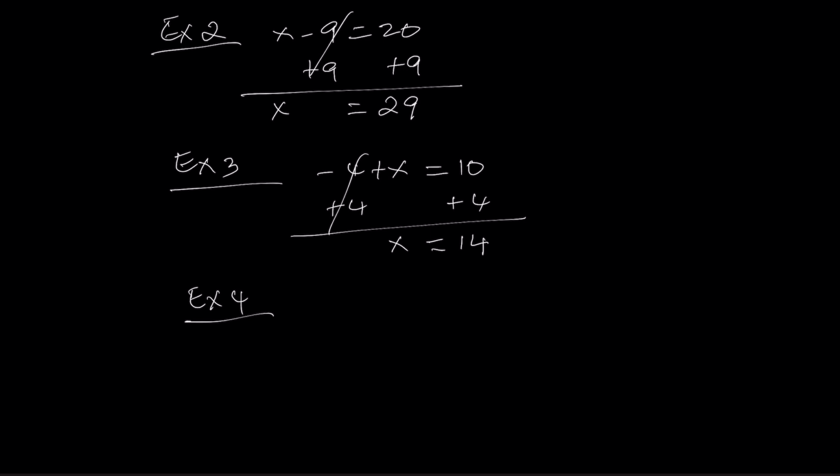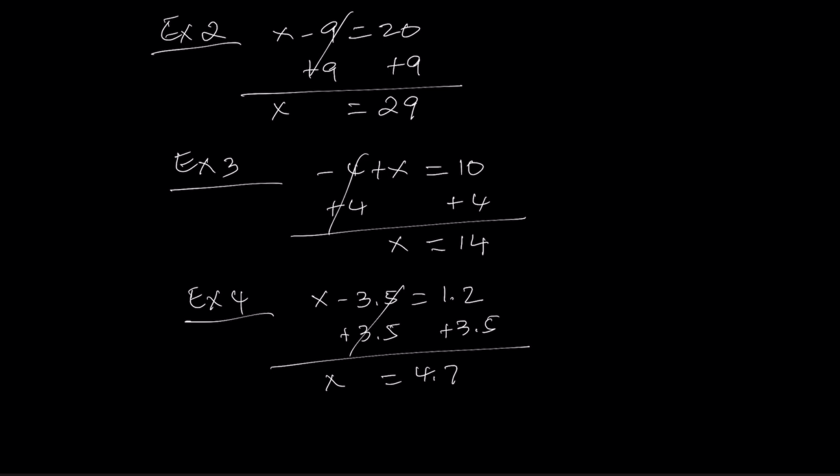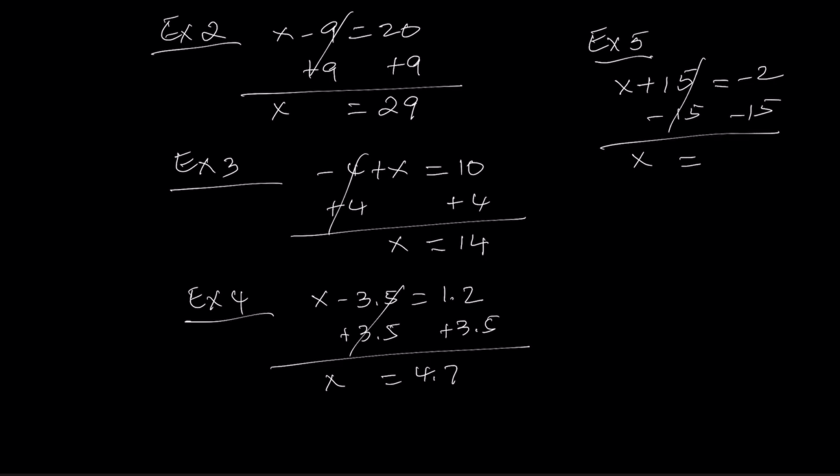Example 4, x minus 3.5 equals 1.2. Add 3.5 to both sides, x equals 1.2 plus 3.5, x equals 4.7. Example 5, x plus 15 equals negative 2. Subtract 15 from both sides, x equals negative 2 minus 15, x equals negative 17.